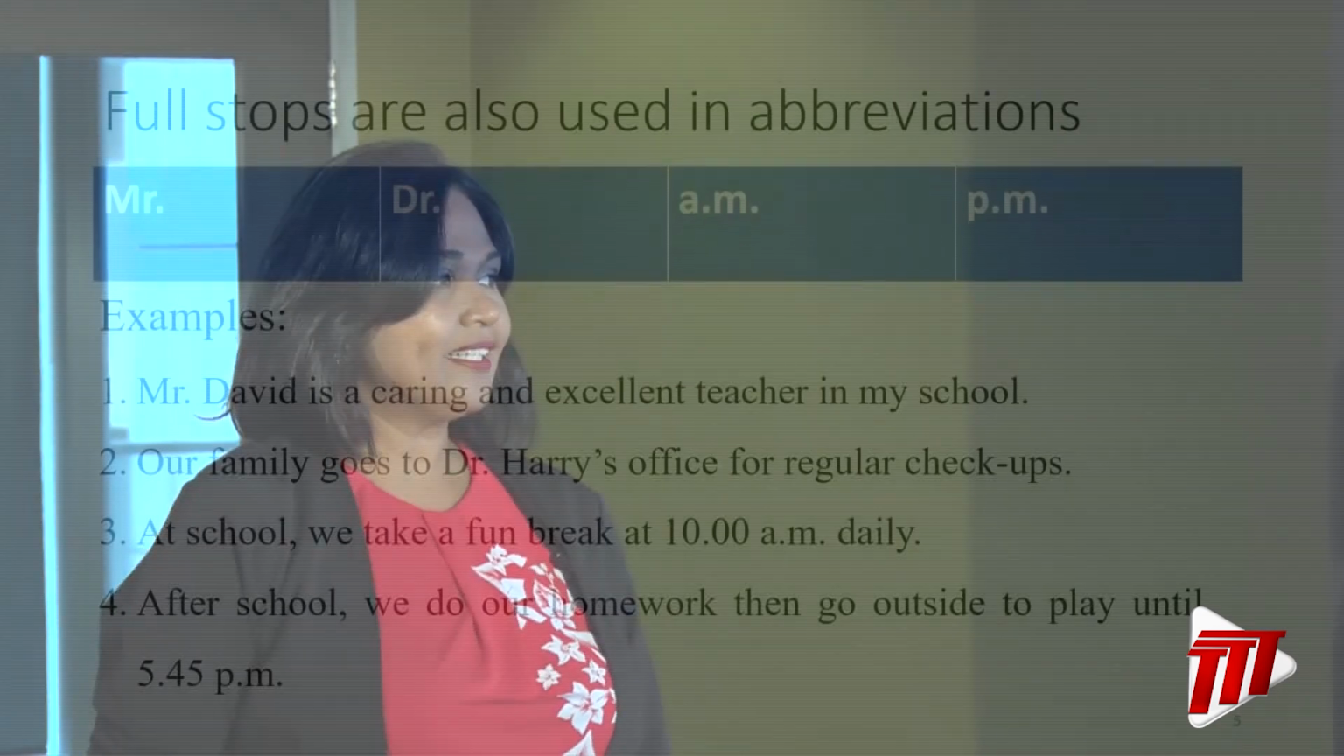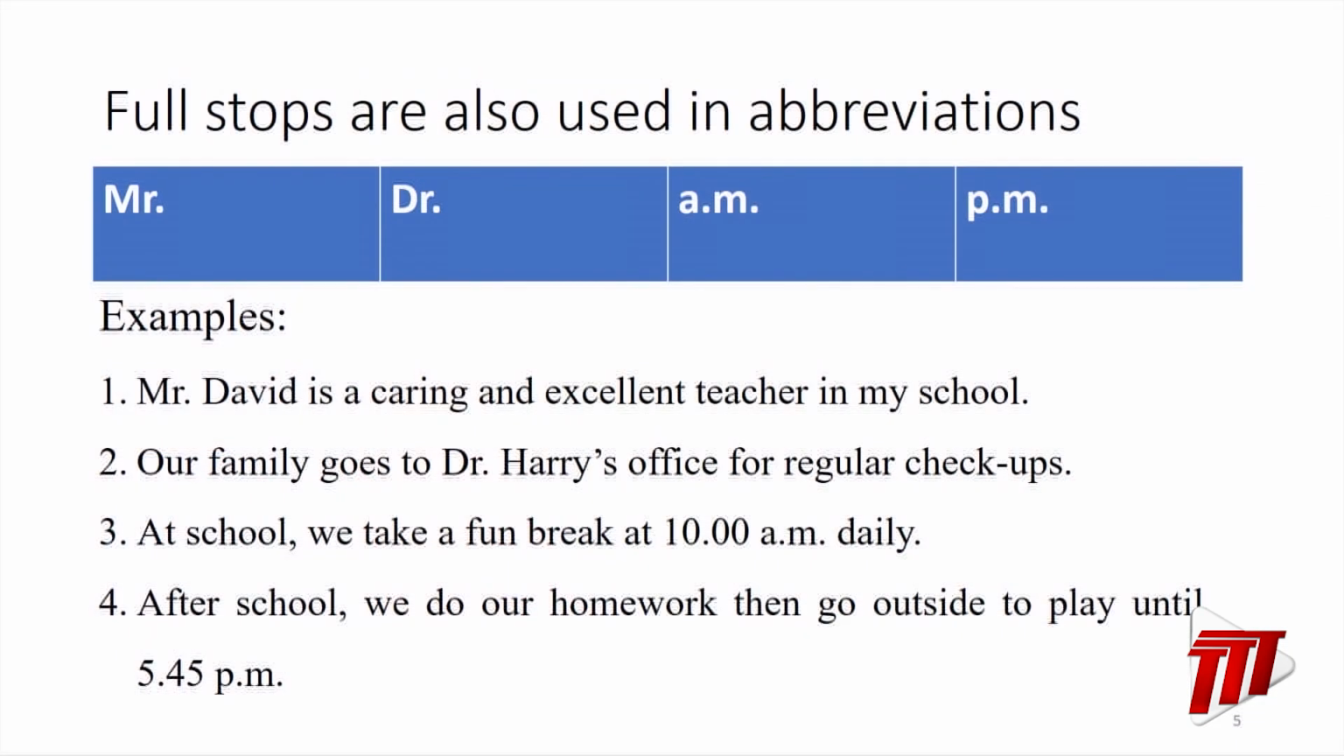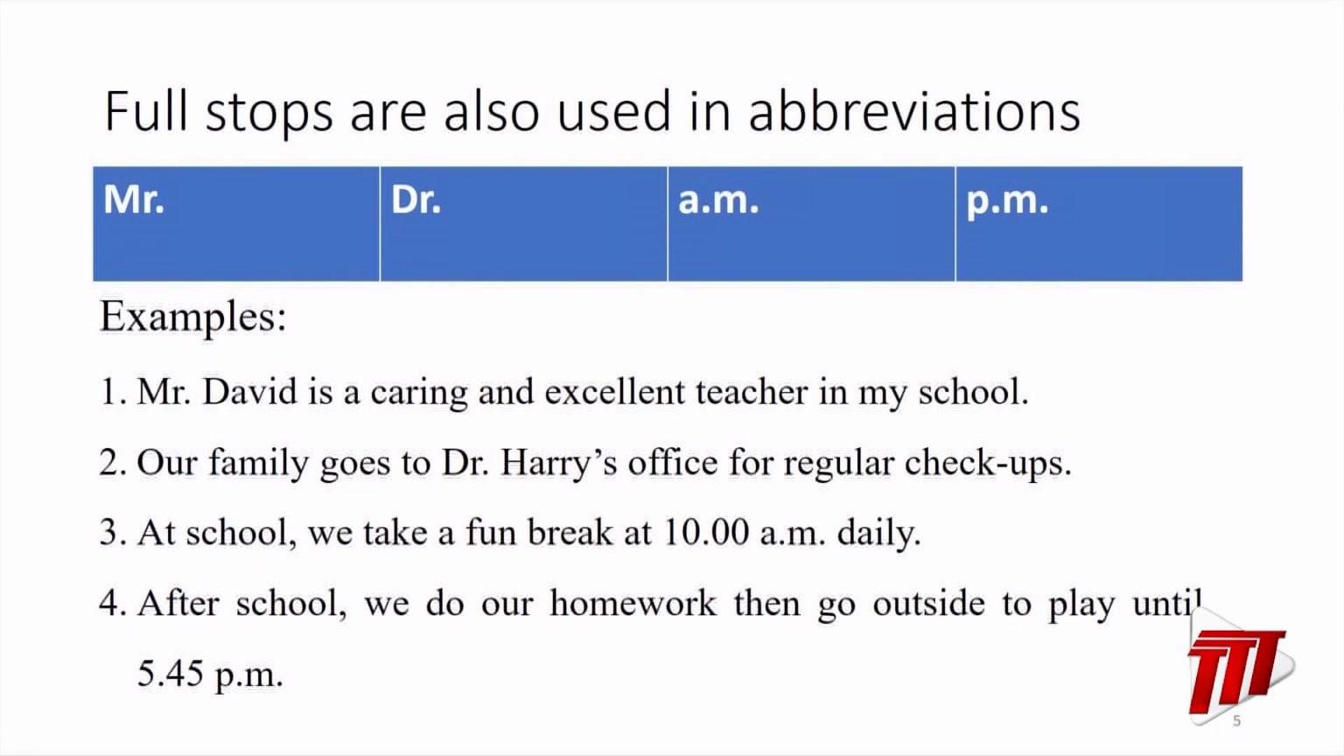At school, we take a fun break at 10 a.m. daily. I'm sure everyone looks forward to that in the morning. A, full stop, m, full stop. After school, we do our homework, then go outside to play until 5:45 p.m., for those of you who have regular schedules at home. So p dot m dot. Notice where the period is placed in each of the sentences. And at the end of each sentence, there is also a full stop. Do you have an idea now exactly where you're using your full stop or period?